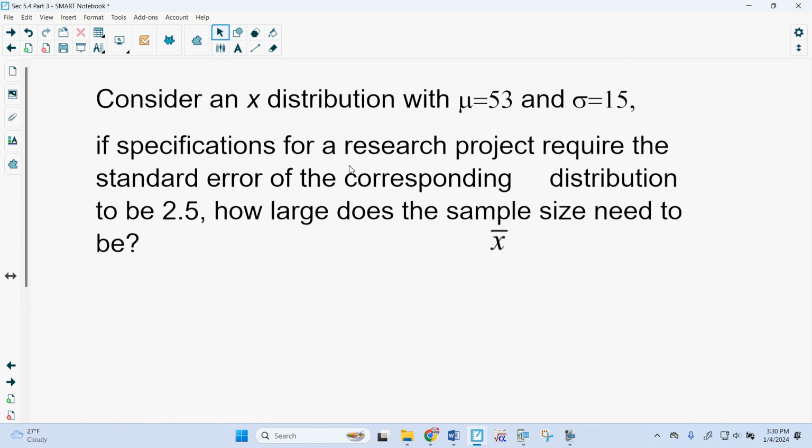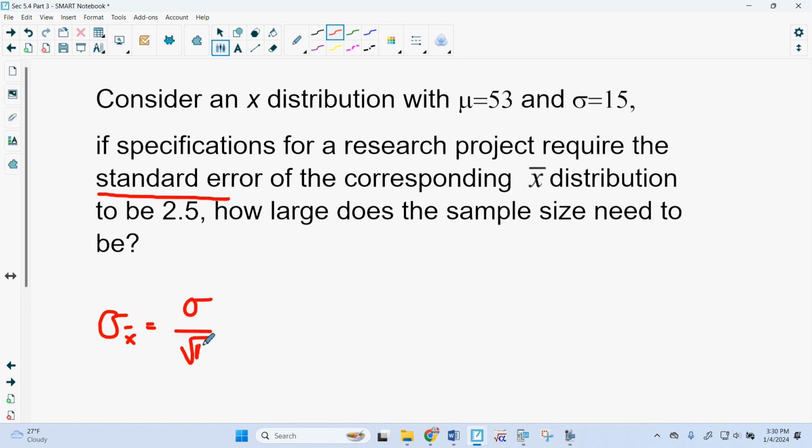Well, if you remember, our standard error is just our sigma X bar, which is our sigma divided by the square root of n. So in this case, our sigma is 15 over the square root of n, and this needs to equal 2.5. So what we need to do now is solve for n.